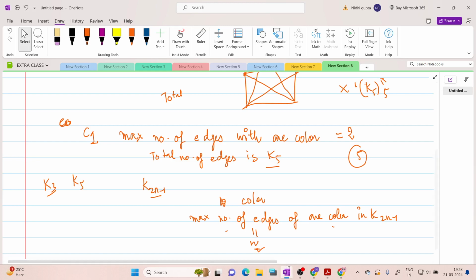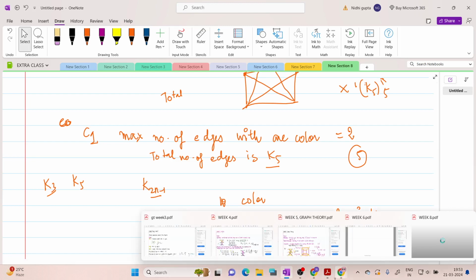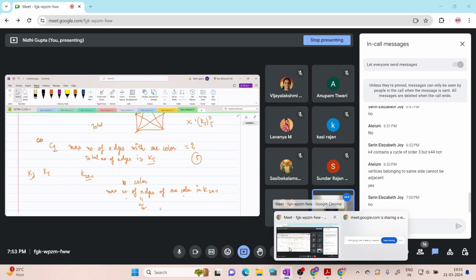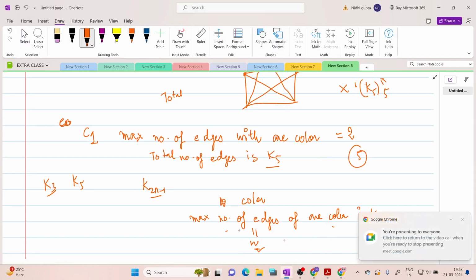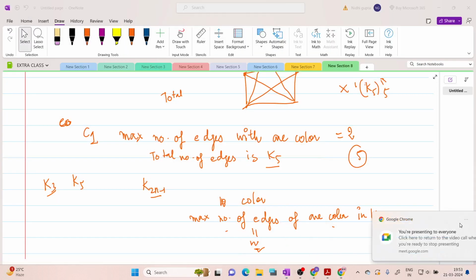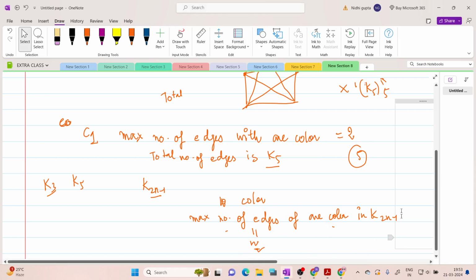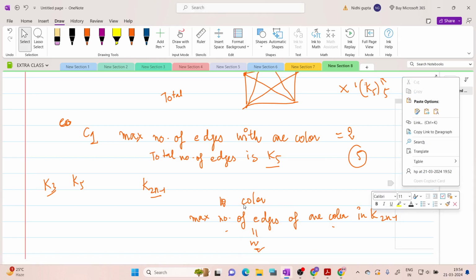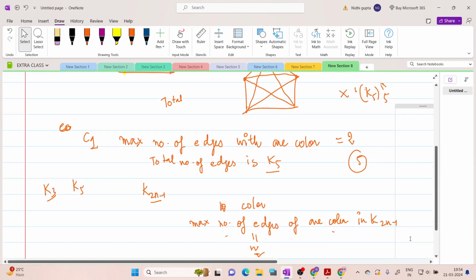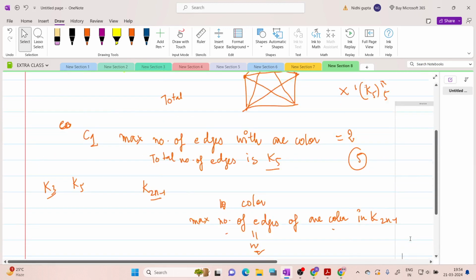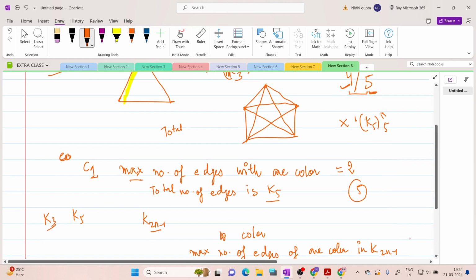So is it clear to everyone, or is there any confusion in this portion up till now? This is the key point here, that's why I am asking. Is it clear to everyone why the maximum number of edges of one color in K2n minus 1 is n? Ma'am, once again. See, in K5, did you understand why the maximum number of edges should be 2? Yes, because 10 edges, maximum 2. That is fine, but did you understand why the maximum number of edges of one color should be 2?